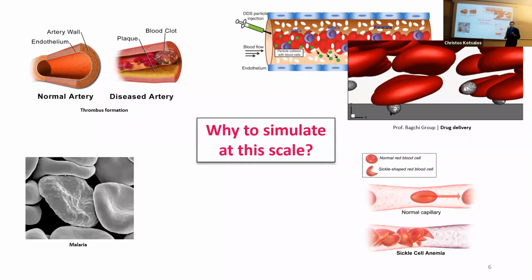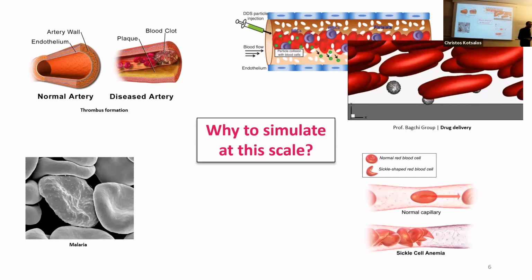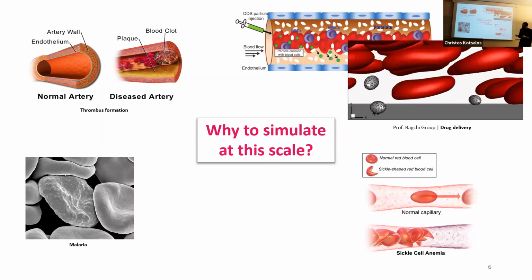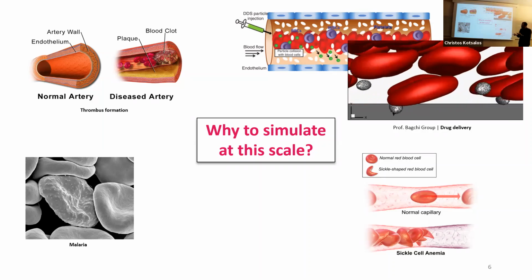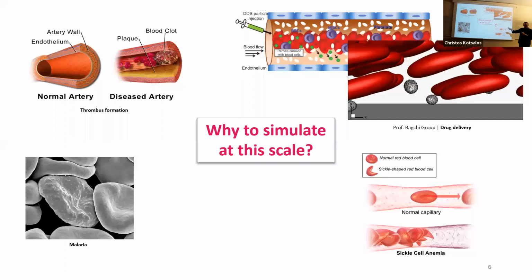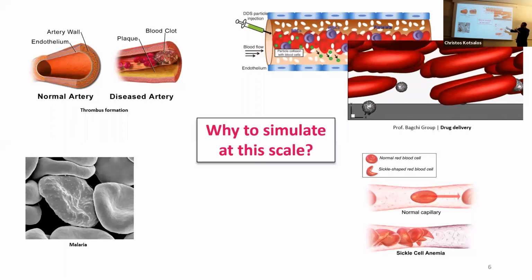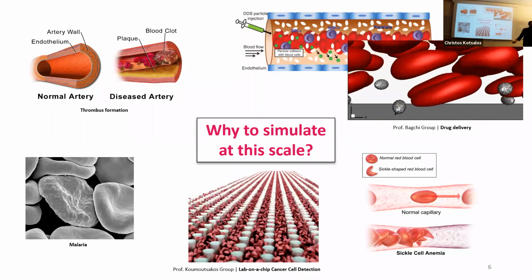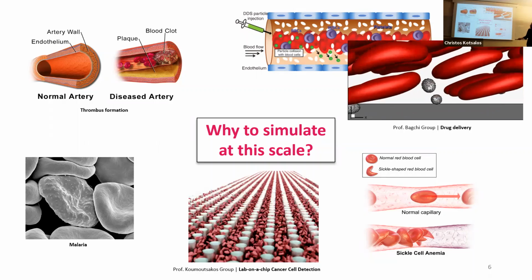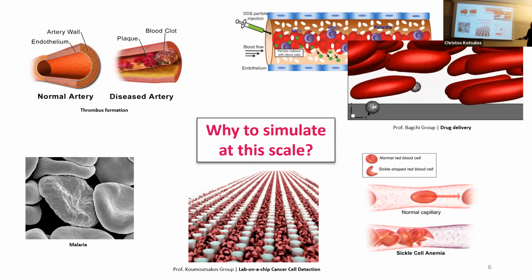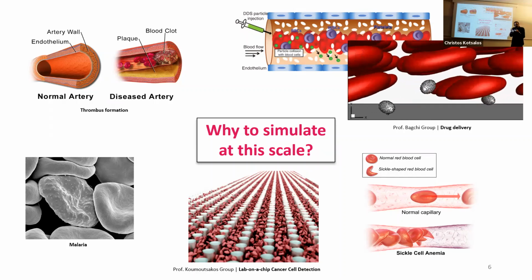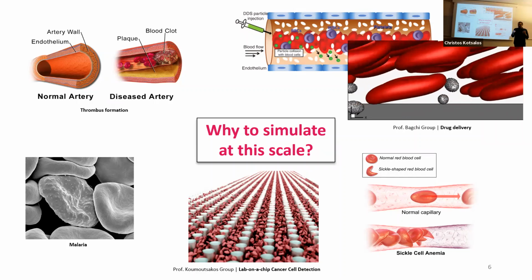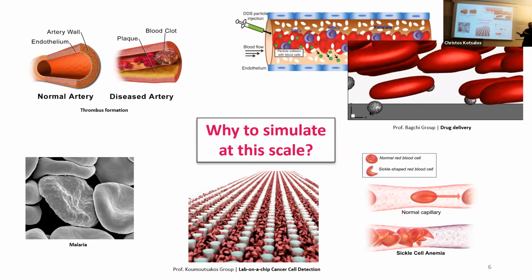Then there are also diseases like malaria and sickle cell anemia that impair the deformability or the viscoelasticity of the red blood cells. If we want to understand these diseases better, we need to understand the damage to the red blood cell and see the impact on the blood flow. Also, there are other devices like this lab-on-a-chip device for cancer cell detection. Many interesting phenomena, if we want to understand them and do better designs like in this device, we need to dive deeper and resolve the particulate nature of blood.